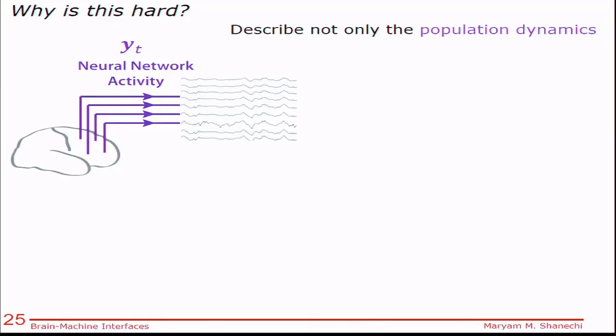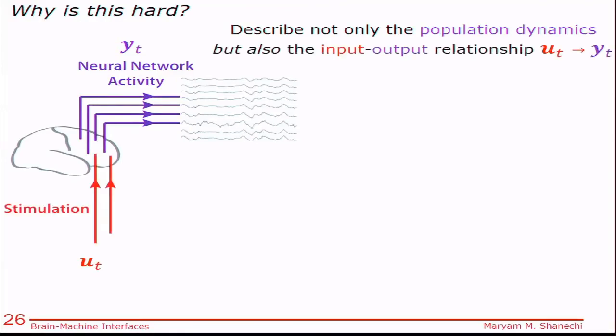First, we have the first problem that I mentioned. We have to decode the brain state. In this case, let's say the mood from neural activity. But we have to go one step further. We also need to know how to manipulate neural activity. Basically, not only describe how neural dynamics work, but also how input affects those dynamics.